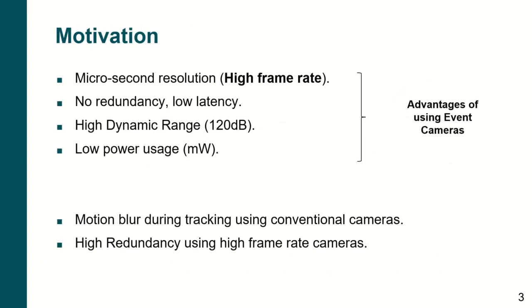Since tracking fast-moving and deforming objects using conventional cameras often results in motion blur and redundancy, we leverage the advantages offered by the event camera like high temporal resolution, low redundancy, and high dynamic range to perform non-rigid 3D tracking.